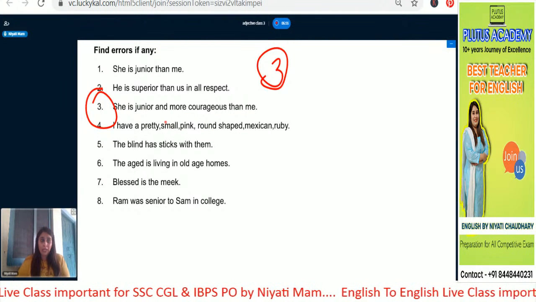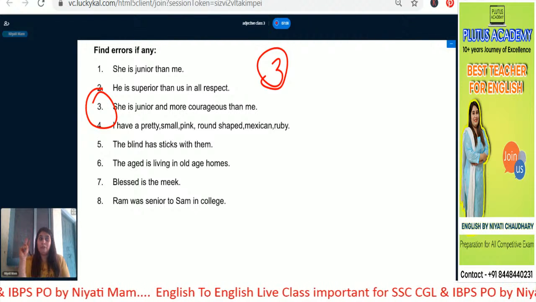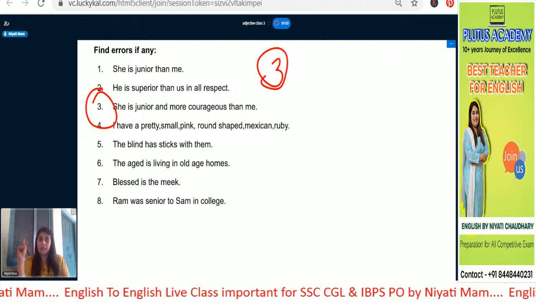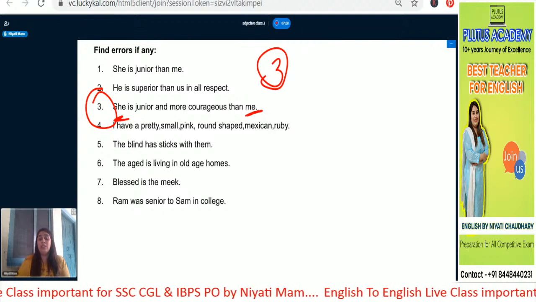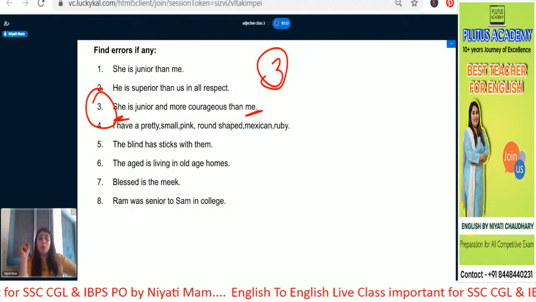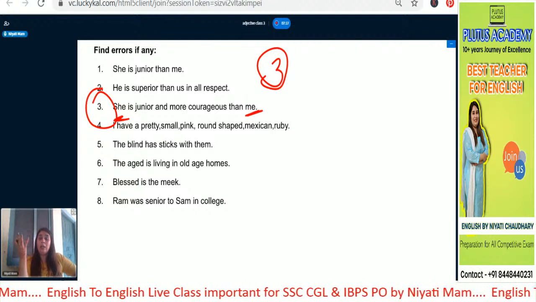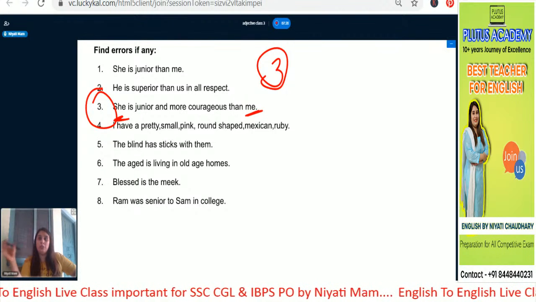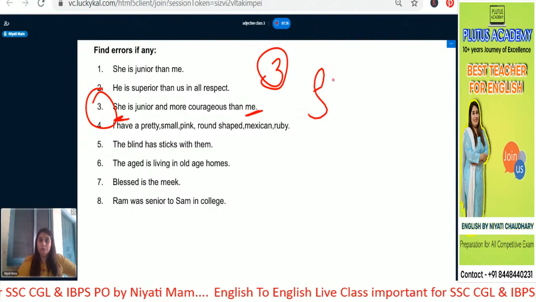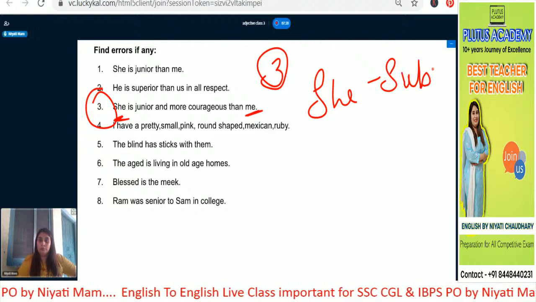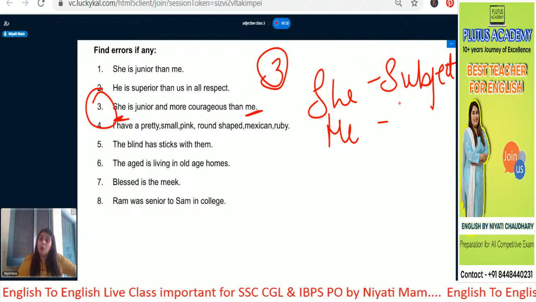We very well know we are comparing two persons here. One is she and the other one is me. If you remember, I told you a very basic rule when we were reading pronouns: when we compare, we can only compare a subject to a subject and an object to an object. Now, she is a subject, but me is what? Object. So this is wrong. It should be I here.